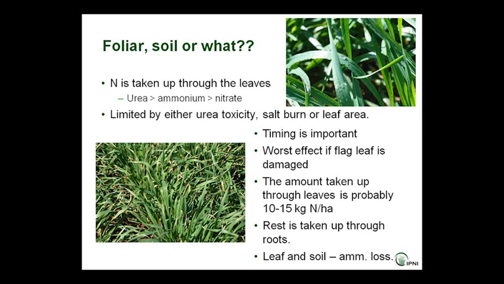So what about the other part, the form, foliar, soil or what? Now, there's been a little bit of work done on this over the years, and we know very simply that urea is by far the most rapidly taken up. It's a non-polar molecule, it's taken up very rapidly. Ammonium is a positive ion, it takes up quite rapidly too. Nitrate also is taken up, but a lot slower, and that's about the order of uptake.